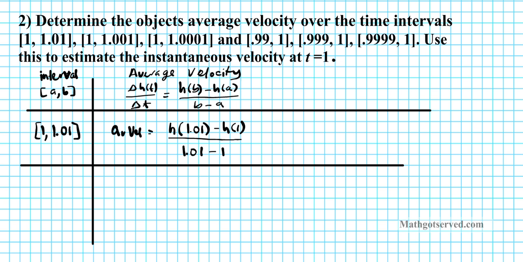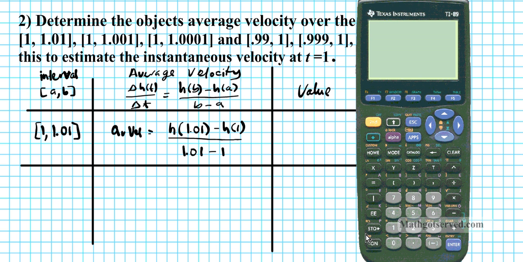All right? So let's make a column for the value here. So whatever we get, we're going to put the value here. All right, so let's go ahead and do this. So this is for the first interval. Now, remember we already defined a variable, right? We're still working on the same problem. So let's call up what our function is.